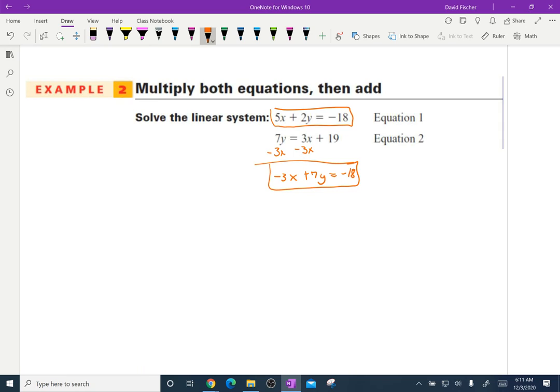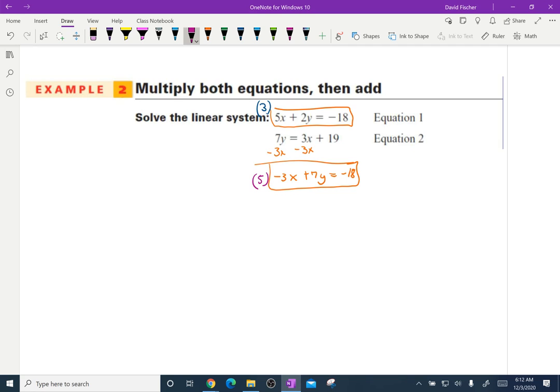And I don't see anything that's going to be canceling out. So, what could we do to get something to cancel out? My x's is a 5 there and a negative 3 there. If I got these guys to 15, then they would cancel out. So in order to get them to 15, I'm going to have to multiply this whole equation by a 3. And I'm going to have to multiply this whole equation down here by a 5.